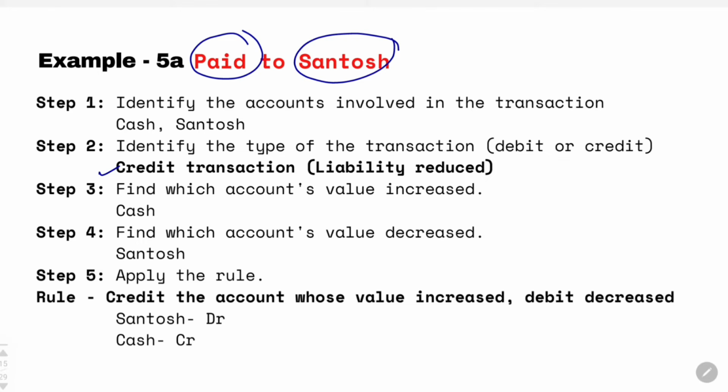Now if I think of it as a liability reduction, I am paying it so that my liability towards Santosh is reducing. Then my liability to Santosh decreased. According to my credit transaction rule, if the account's value increases, I will credit. But if it decreases, I am supposed to debit. So if my liability towards Santosh decreased, and I'm thinking of it as a credit transaction, Santosh's account has to be debited. So naturally the other one will be credited. That is why you can see over here, Santosh debited and cash credited. This is one way of looking at this transaction.